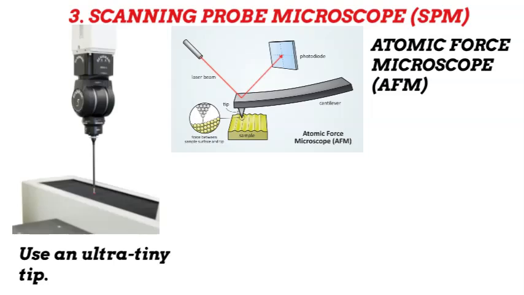Imagine closing your eyes and touching a surface with your finger. If there are tiny bumps, your finger moves up and down. AFM does the same thing. It feels atoms and turns that movement into a picture.